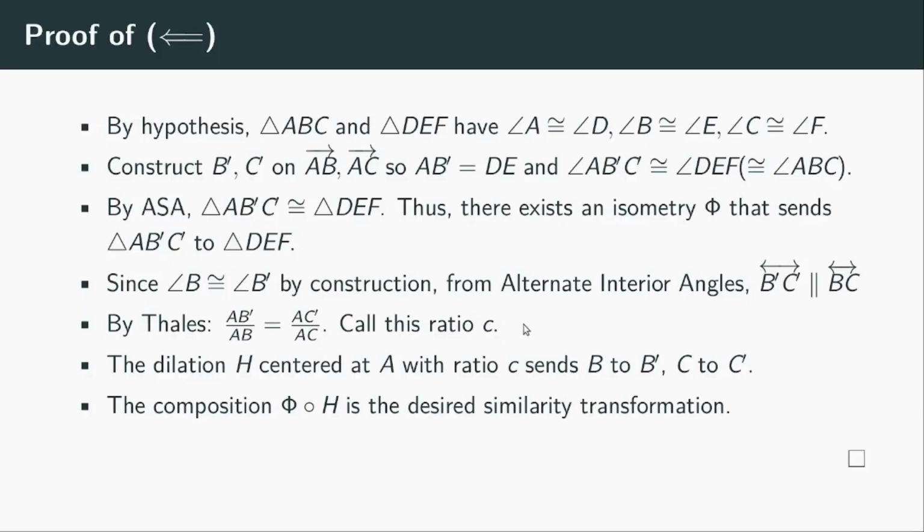And now I look at the dilation centered at A with ratio C, and that sends B to B prime, C to C prime. And now we compose our isometry phi with this dilation H, and that gives us the similarity transformation we want. And that finishes the proof of the backwards direction.